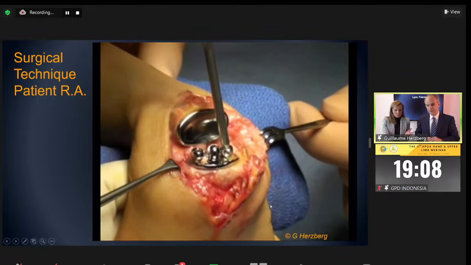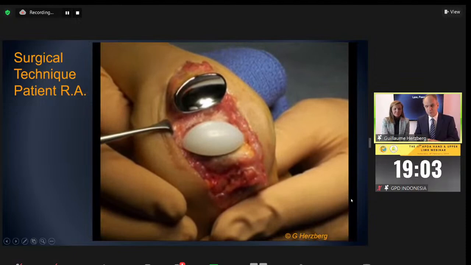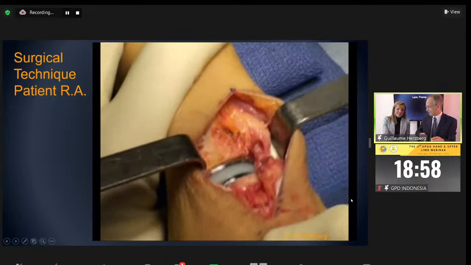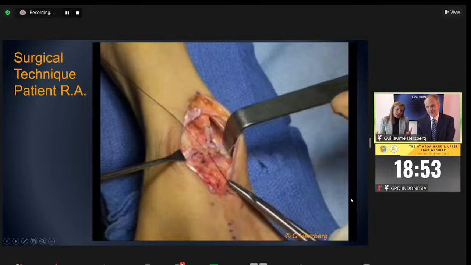It's rather straightforward. This is the end of the procedure, of course, where you just have to relocate. It looks very easy. We have to say this is not, like every surgical procedure, especially arthroplasty. You have to plan your surgery, of course, to check your implants, and there are specific steps. This is not the topic today.